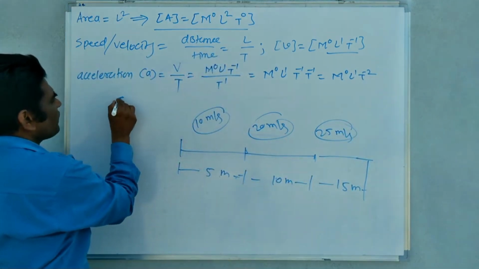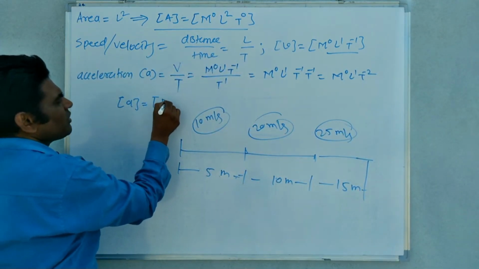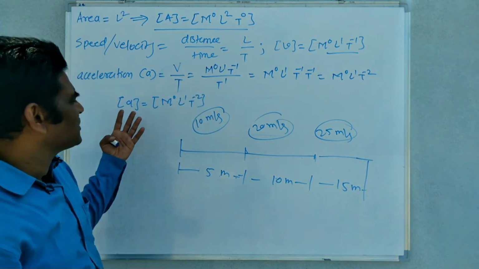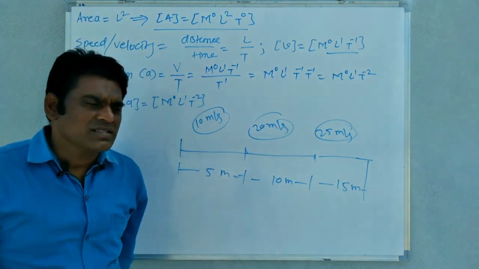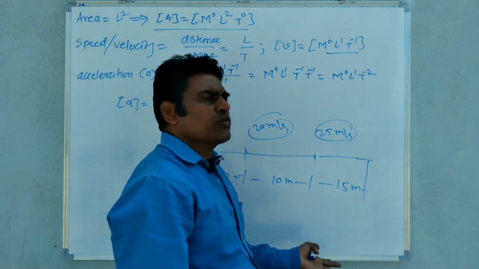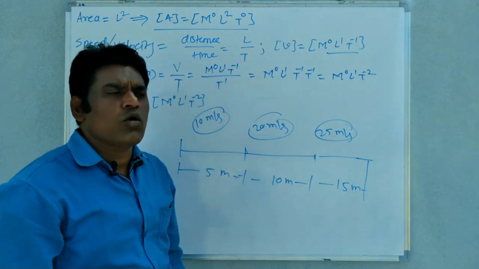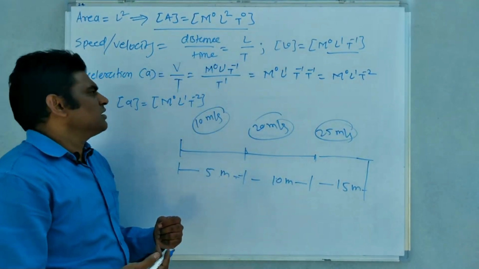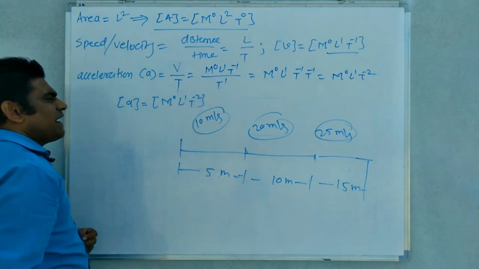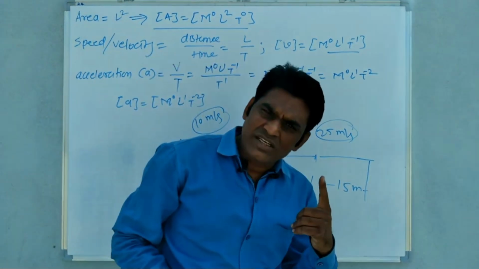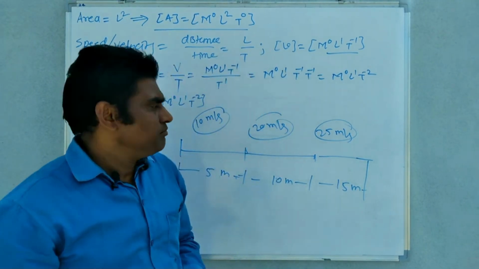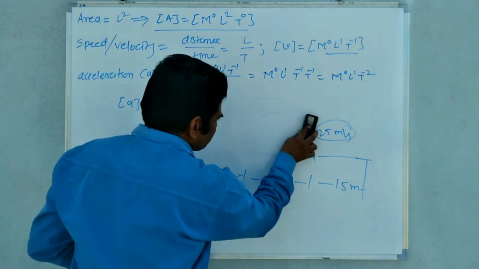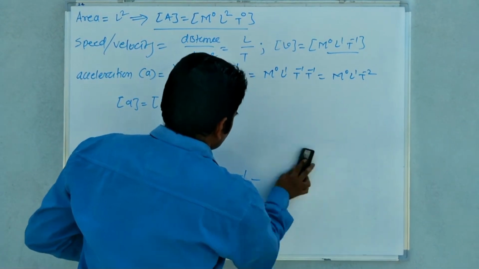So what are the dimensions of A? The dimensions of A are M^0 L^1 T^-2. It means the dimension of acceleration is 0 in mass, because mass is not required to calculate acceleration. Acceleration does not depend upon the mass, it depends upon the distance covered and time taken, yes or no? And acceleration has 1 dimension in length and minus 2 dimension in time. So these are the dimensions of acceleration. Clear? No problem in this.